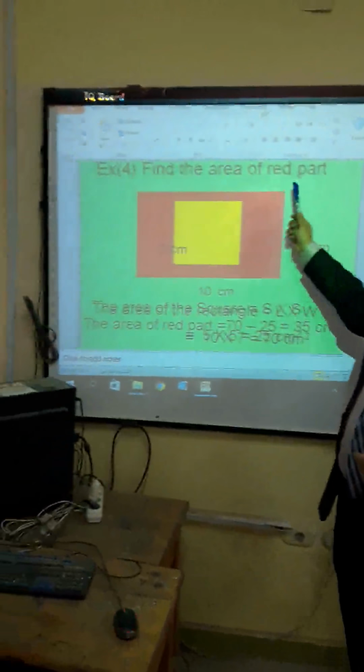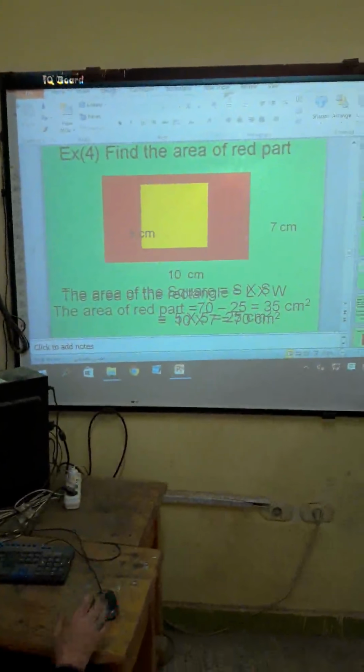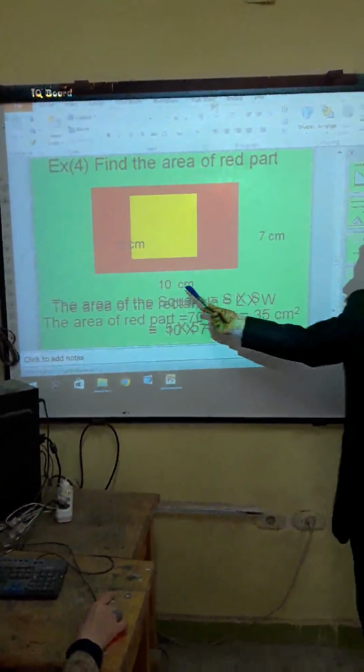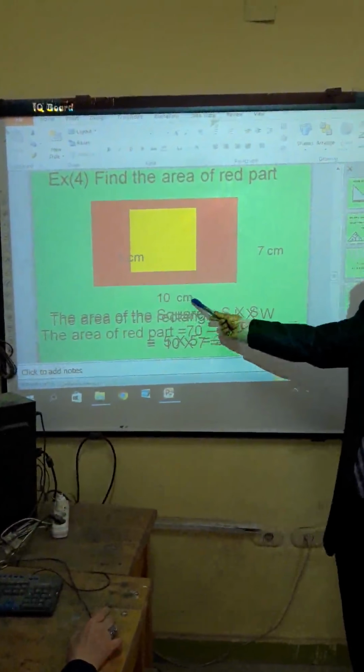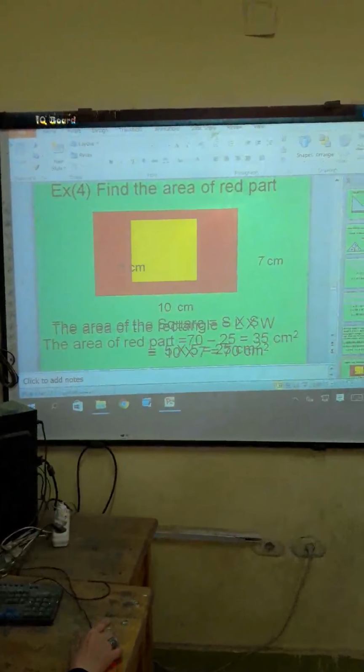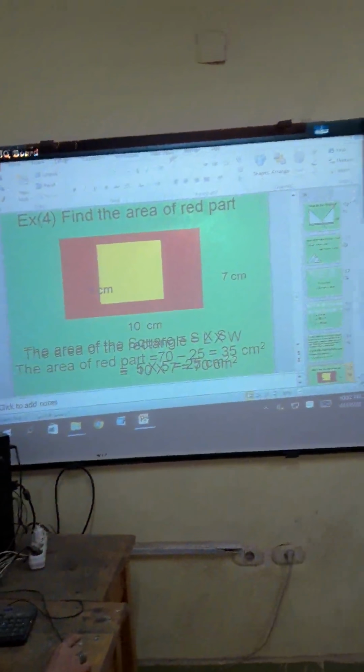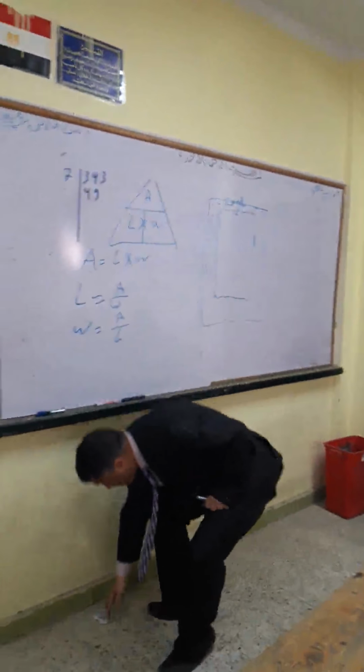Find the area of the red part. Area of the outer minus area of the inner. I want to explain this on the board.